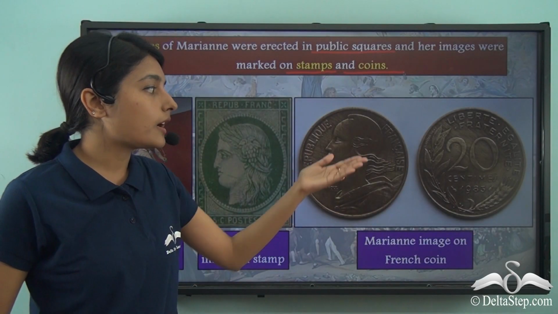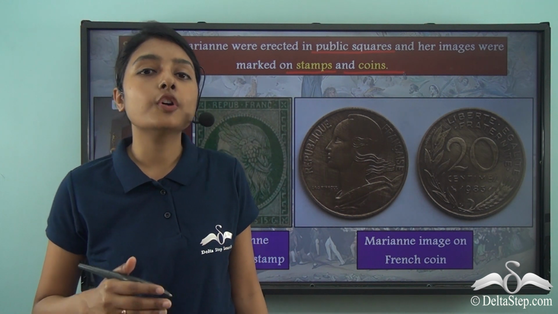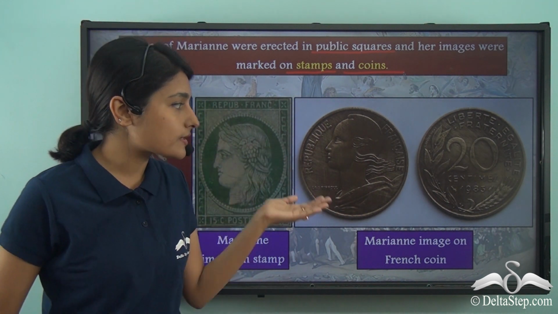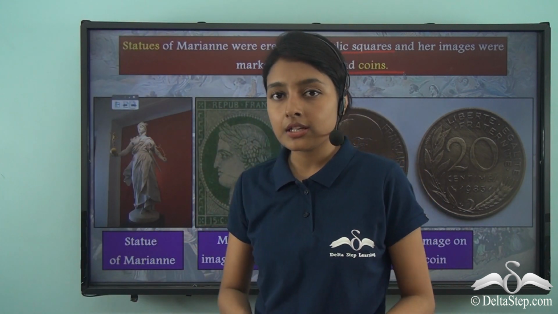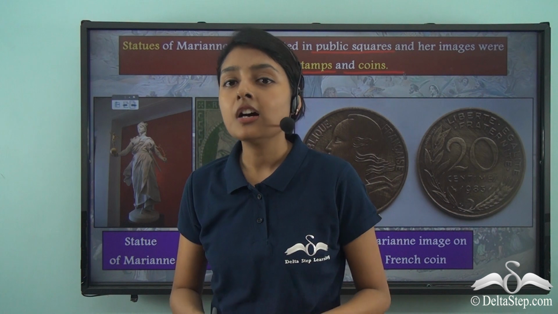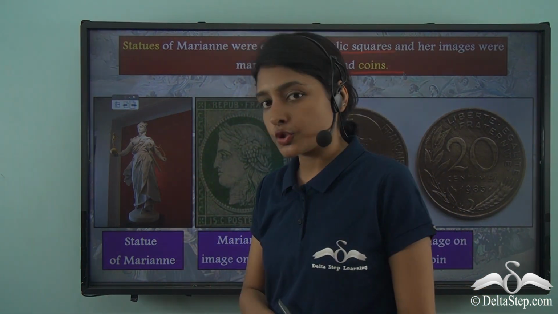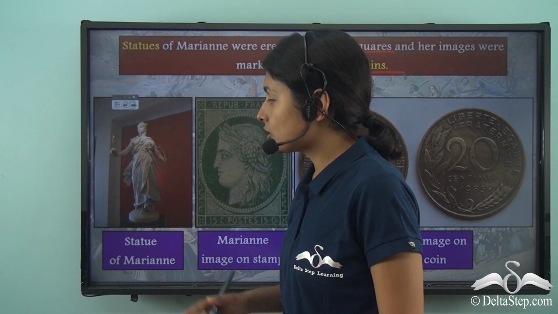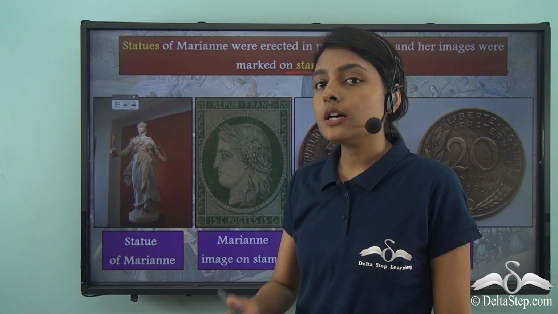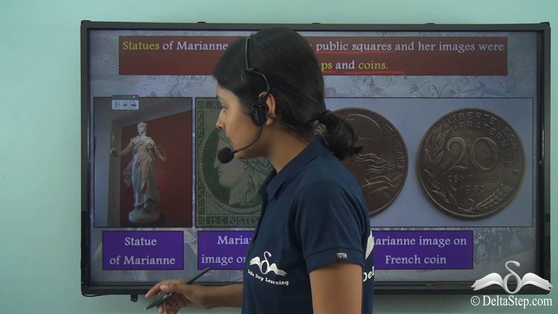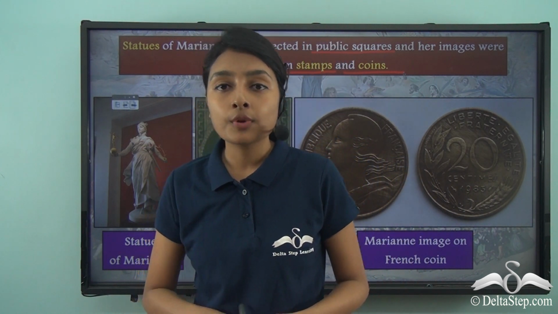What we have here are images of Marianne as they have been portrayed in the form of statues as well as postal stamps and coins. Here is a statue of Marianne which could be found at the French Assemblée Nationale. This is a huge statue, and if you look at this image closely, you will be able to see that she is carrying some of the symbols of the French Revolution. She stood tall in the face of oppression from the monarchy.